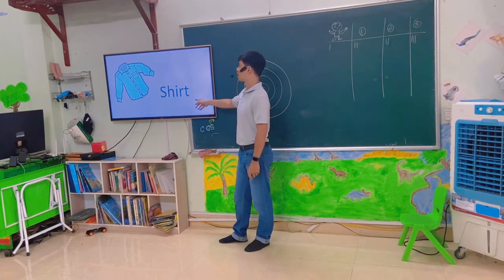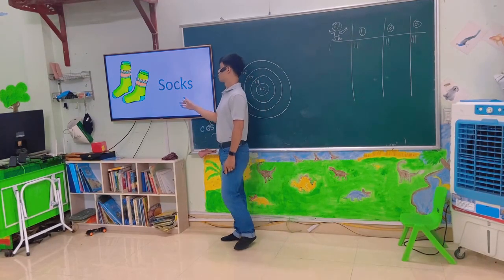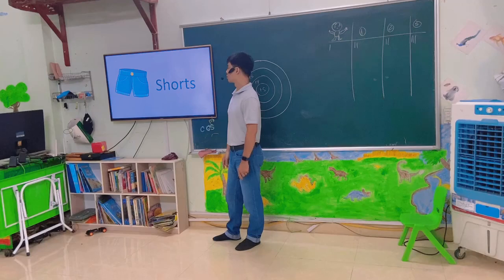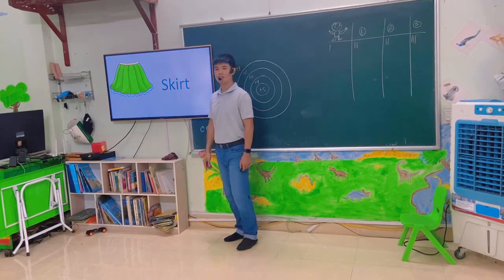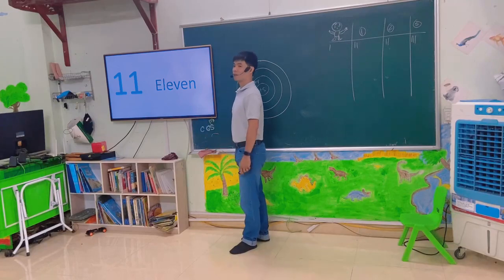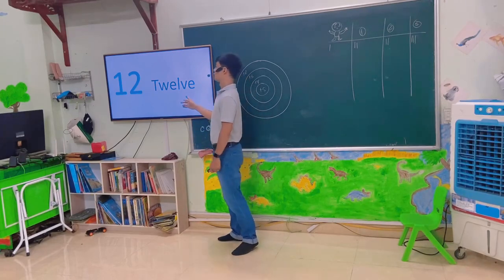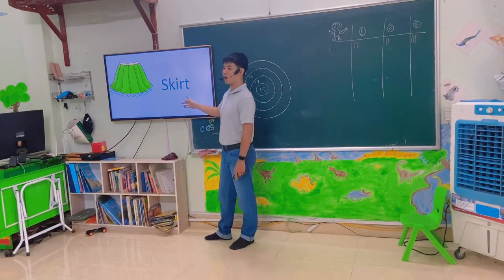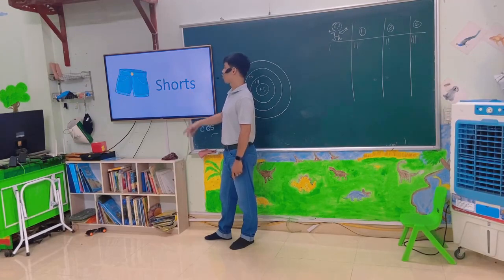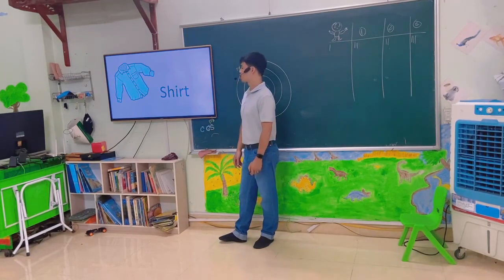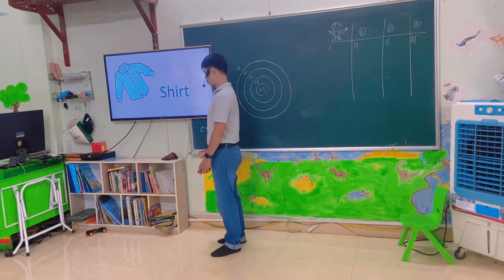Shirt. Socks. Shorts. Dress. Skirt. Eleven. Twelve. Let's say one time. Twelve. Eleven. Skirt. Dress. Shorts. Socks. Shirt. Okay, so that's good.